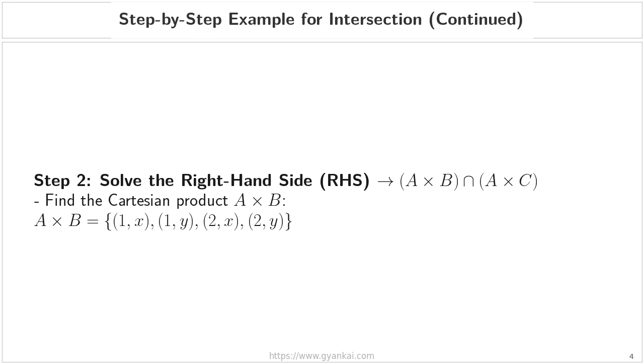We pair every element from A with every element from B. This gives us the set containing the ordered pairs (1, x), (1, y), (2, x), and (2, y).